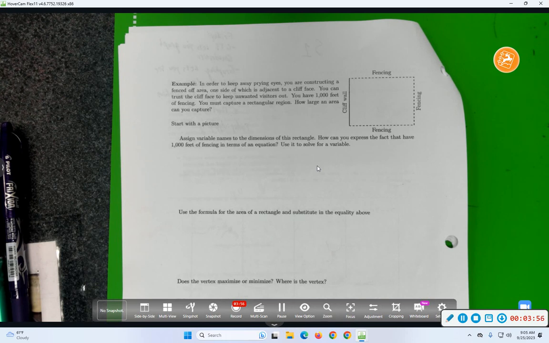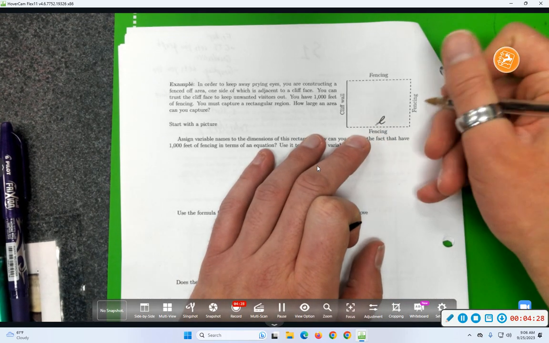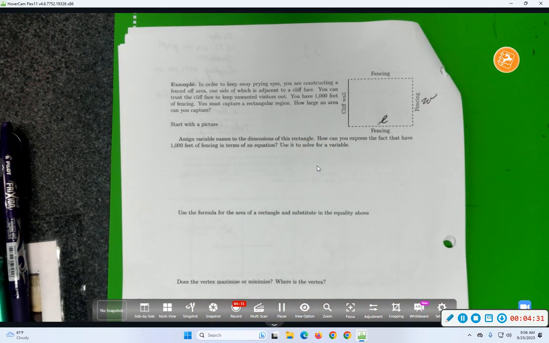So let's just try to set up the problem. It's a rectangle that we're trying to capture. So what parameters does a rectangle have? If you wanted to describe a rectangle exactly, what information do you need to give? Yeah, it has 2 dimensions. So let's just parameterize this problem. It's got some length of fencing and some width of fencing.